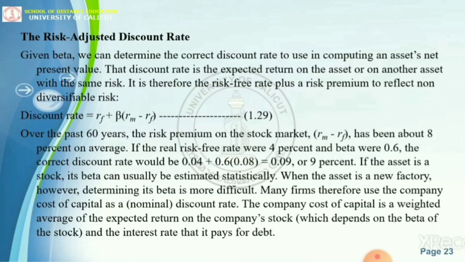If the asset is a stock, its beta can usually be estimated statistically. When the asset is a new factory, however, determining its beta is more difficult. Many firms therefore use the company cost of capital as the nominal discount rate. The company cost of capital is a weighted average of the expected return on the company's stock, which depends on the beta of the stock, and the interest rate that it pays for debt.